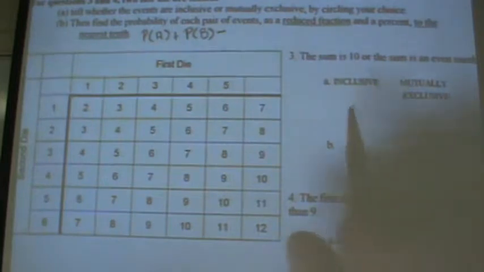So for this one, remember that our equation for finding inclusive or mutually exclusive probability was the probability of event A plus the probability of event B. And then if it was inclusive, we also had to subtract the part where it's the probability of A and B. So that'll kind of help us decide.